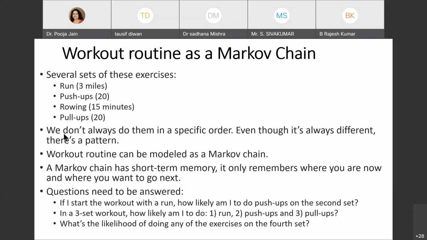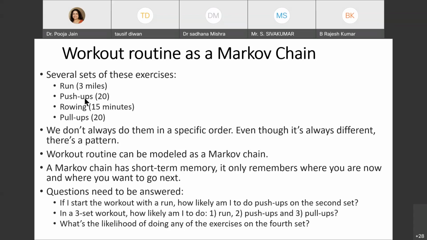See here, is there any dependency among these? Like, is there any dependency that push-up can be done only after running? It is not like that. Even though there is no such dependency, you may still observe some sort of pattern among these. Preferably, you may also do pull-ups only after push-ups, even though there is no such dependency on pull-ups. So a workout routine can be modeled as a Markov chain. First of all, we will see how it can be modeled as a Markov chain.